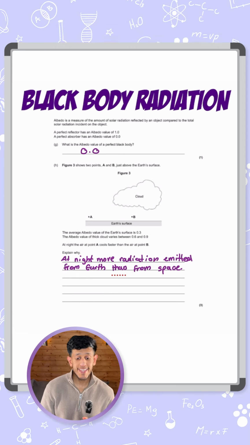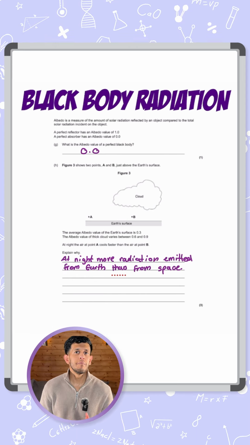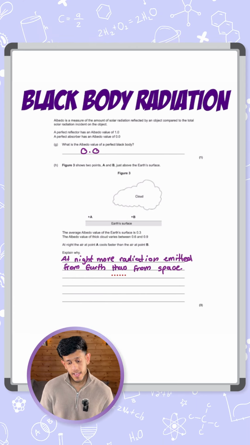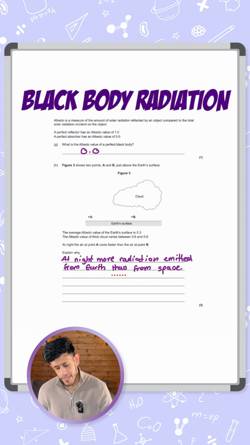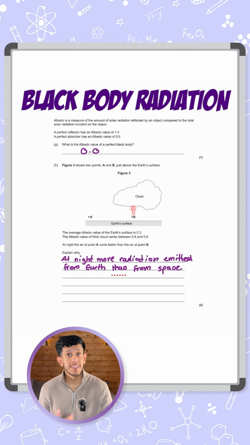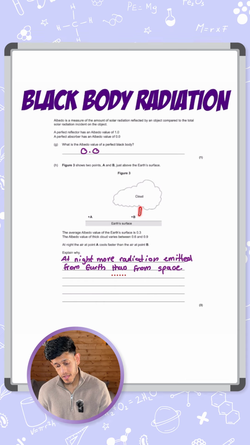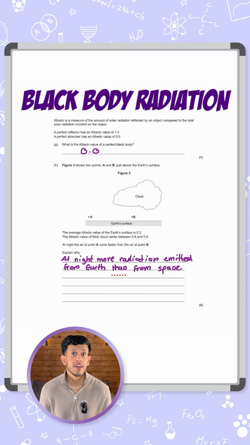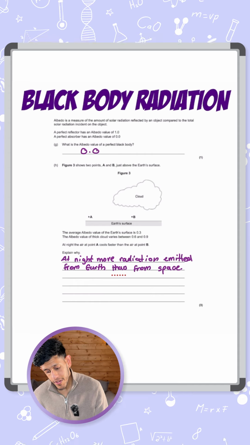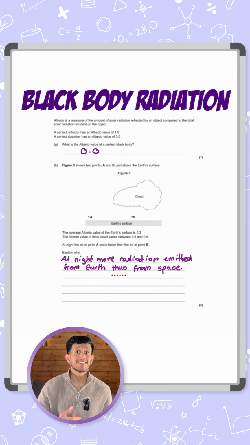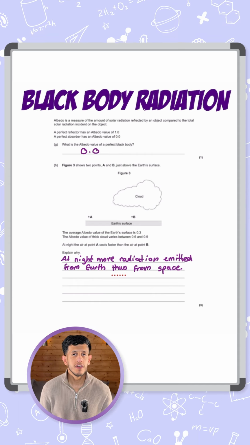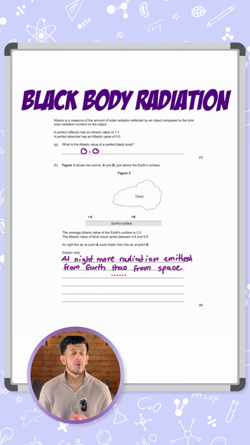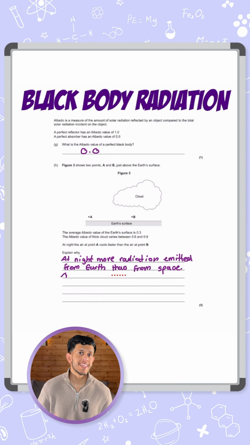So here we're going to mention the key difference between A and B, where A will emit that radiation back up to space. For B, you can see it tries to emit that radiation, but then it reaches the clouds, and the cloud is therefore going to reflect it back because it talks about it having an albedo value between 0.6 and 0.9, closer to that of a perfect reflector at 1, so it's going to reflect that radiation back down onto the Earth. So it's going to struggle more. So for the second mark, we're going to say the cloud reflects the radiation back down to Earth at B.